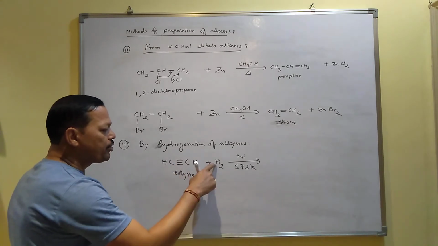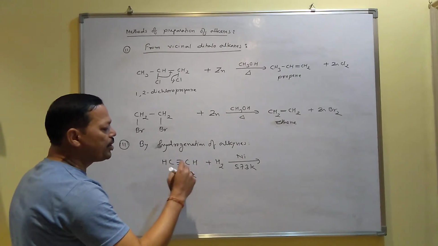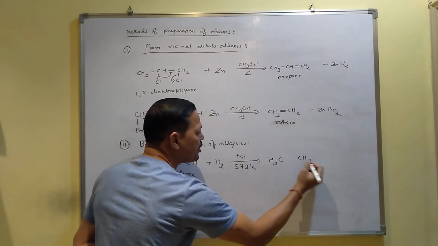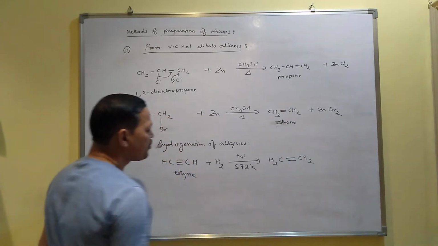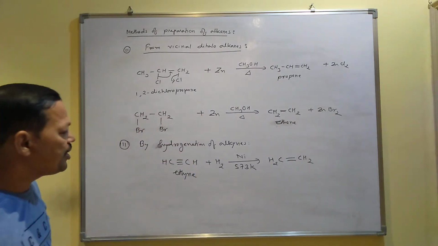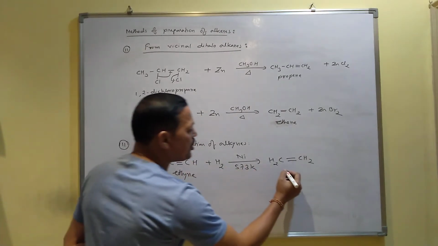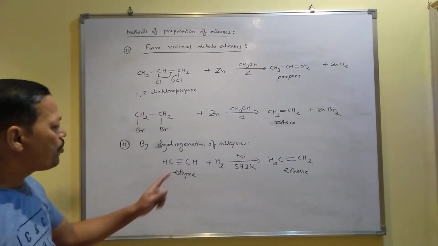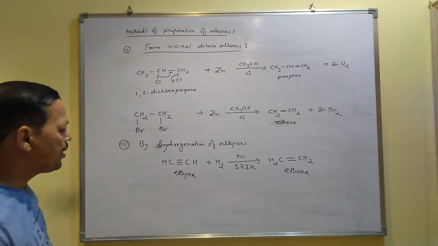This carbon will join with one hydrogen and this carbon will join with another hydrogen, and the compound goes to CH2 and the triple bond is converted to double bond. This type of reaction is called addition reaction. I mean ethyne is converted to ethene. So in this way also, from alkyne you can prepare the alkene.